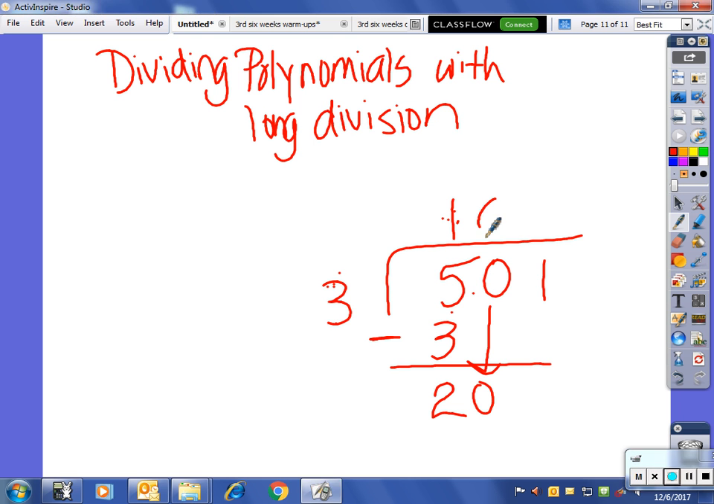3 goes into 20 6 times. I multiply now. 6 times 3 is 18. Now I subtract and then I bring down. 3 goes into 21 7 times. And what's my remainder? 0. The problems you're going to do today will be rigged to where the remainder is 0. But next week, they will not have a remainder of 0.